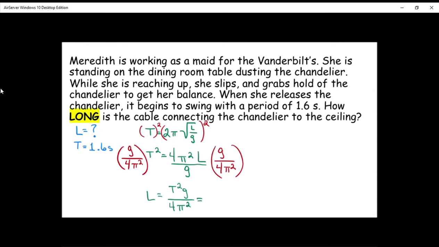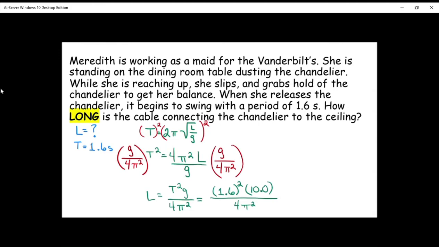All right, we can plug in our numbers. Our period is 1.6, and make sure you square it. That's where people make mistakes. For us, G is going to be 10. And then on the bottom, 4 pi squared.